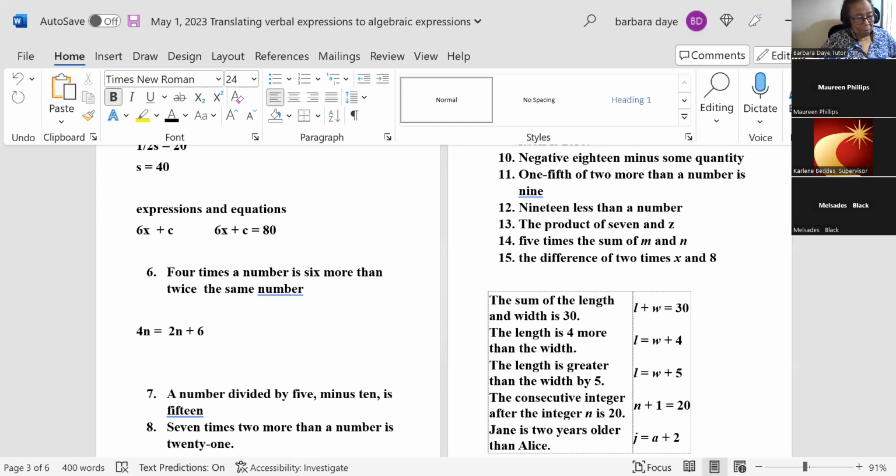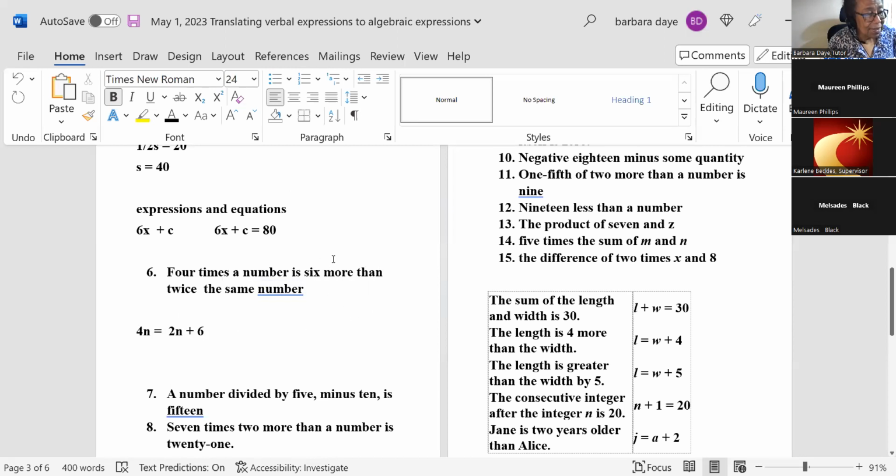So what I should do is say 4n equals, hold on, let me read it. Four times a number is... oh, 4n equals. Now you put the 6 because it comes first in the verbal. But when it says 6 more than twice the same number, that means you're adding 6 to something. So even though 6 is appearing before twice the same number, it does not appear in the algebraic expression before it.